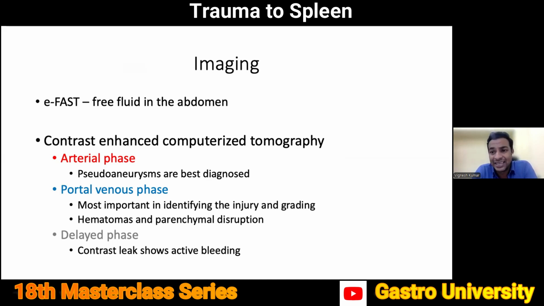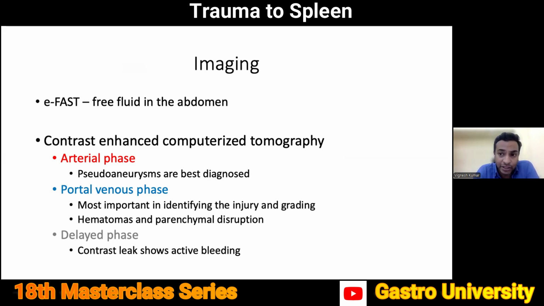Once that resuscitation is taken care of, and once the patient is in stable enough condition, a contrast CT scan will definitely be the next modality that needs to be done for all of these patients where a splenic injury or any solid organ is being affected. So imaging is done basically in two phases at least, the arterial phase and the portovenous phase.